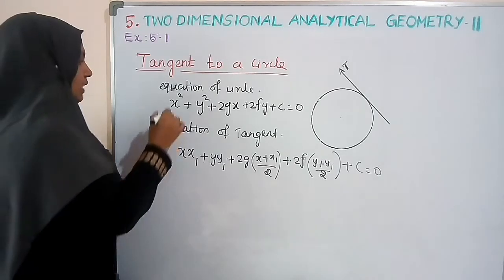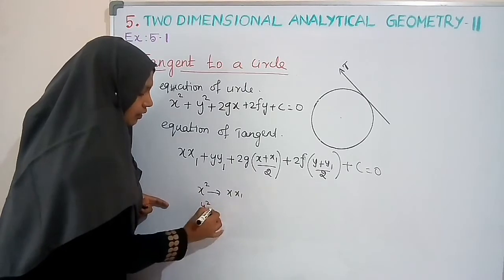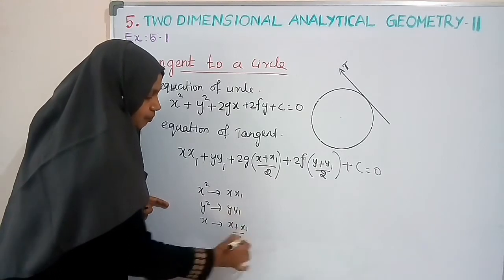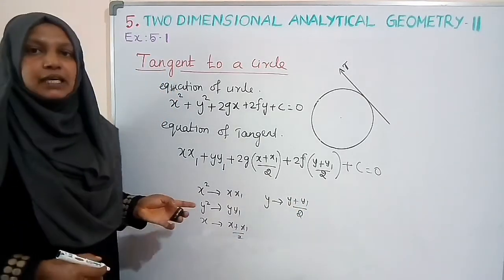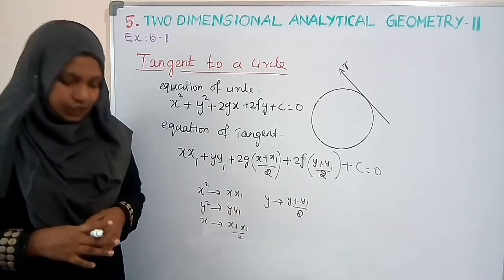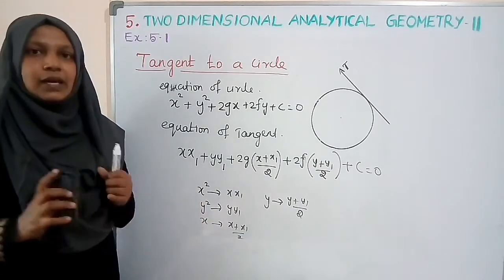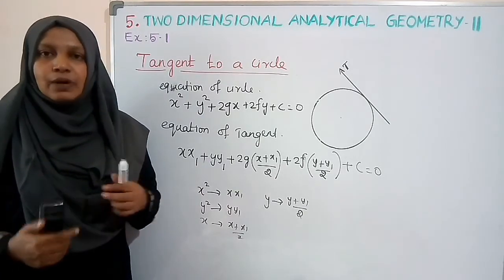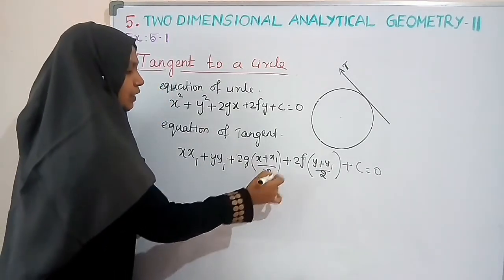Once again I will say, x square term you should replace as xx1, y square term as yy1, x term as x plus x1 by 2 and your y value becomes y plus y1 by 2. If you replace the equation of circle like this, you will get the equation of tangent. And keep the constant as it is. So just you have to learn this one. x square as xx1, y square as yy1, x as x plus x1 by 2, y as y plus y1 by 2. So like this if you replace, these two get cancelled.